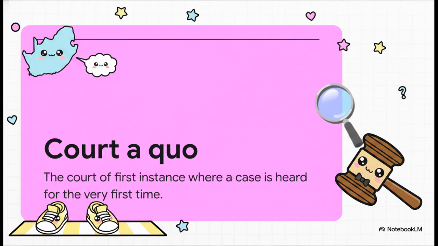Speaking of stages, this brings us to a really critical Latin term you just have to know for your exam: court a quo. Simply put, this is the court of first instance, where a case is heard for the very first time. Think of it as the starting line of the whole legal process. A fantastic memory hook for your exams is that a quo literally translates to "from which." It's the lower court from which a case originates before it potentially climbs higher up the ladder.